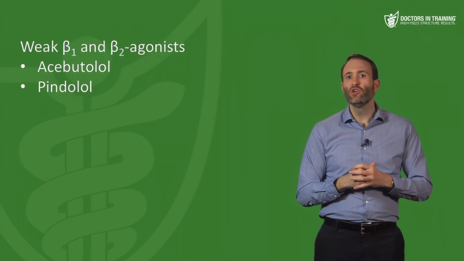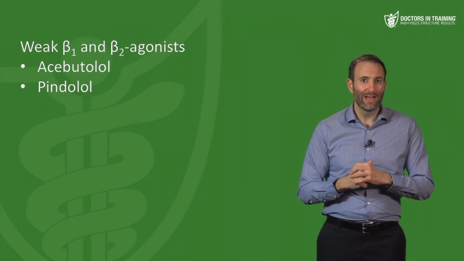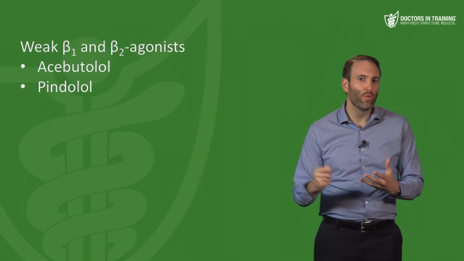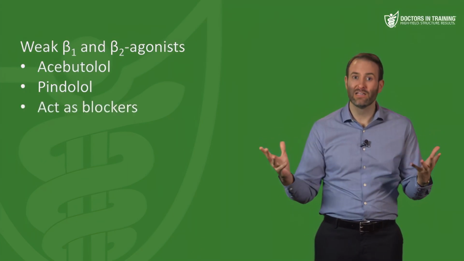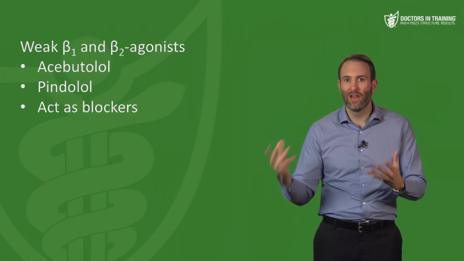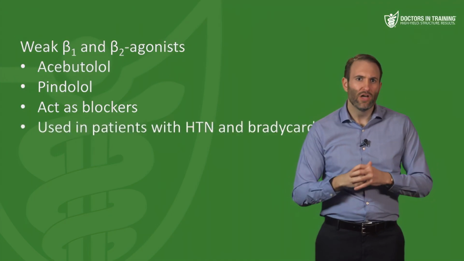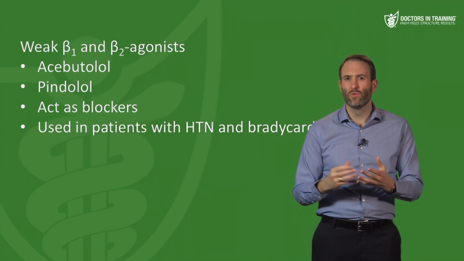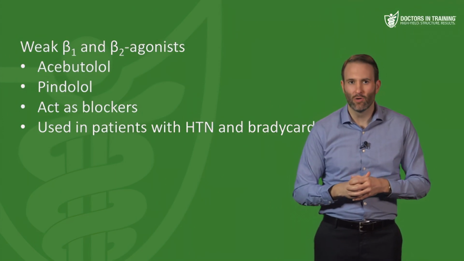Now, there are two unusual beta blockers. They're called acebutolol and pindolol. They are actually very weak agonists. They're not technically blockers at beta-1 and beta-2, but because they are so weak, clinically they act as blockers because they're blocking the much more potent effect that norepinephrine or epinephrine would have on those same receptors. So it's just kind of getting in the way. You would consider using these in patients with hypertension that also have problems with bradycardia. These don't actually cause much of a decrease in heart rate.